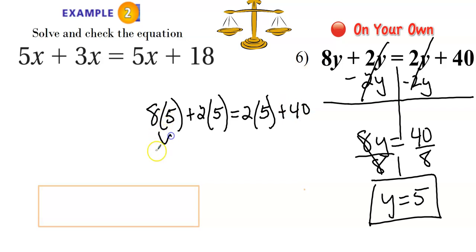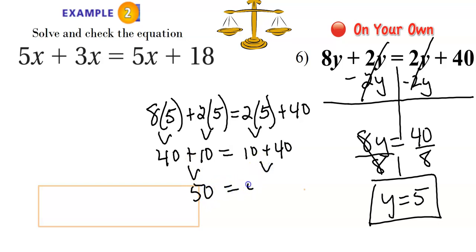And then I do the math. 40 plus 10 equals 10 plus 40. Finally, I end up with 50 equals 50. Check.